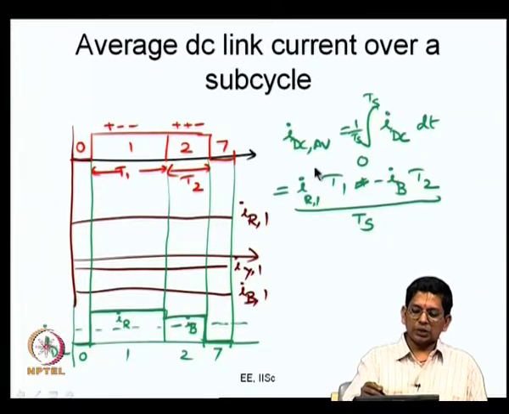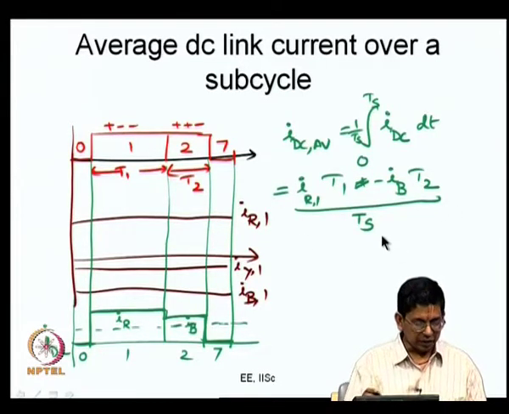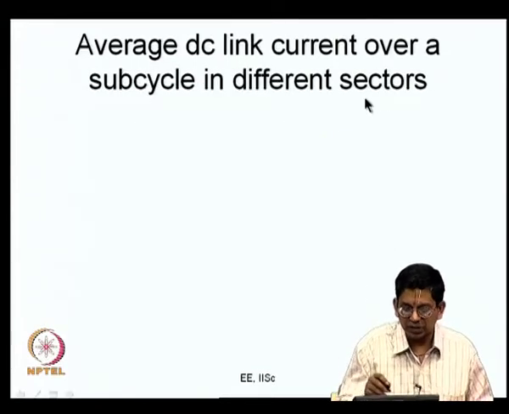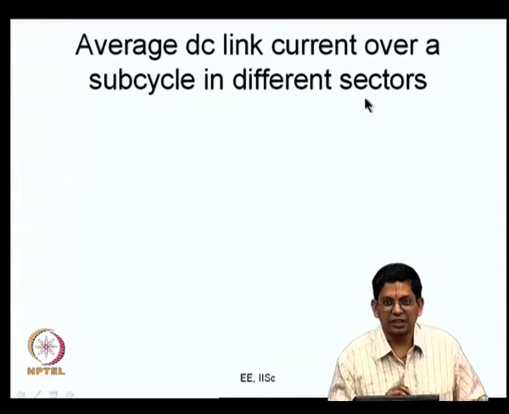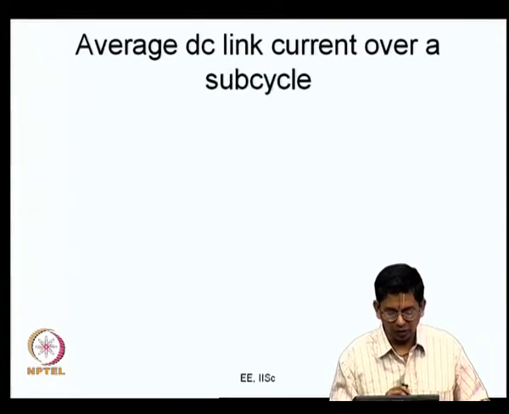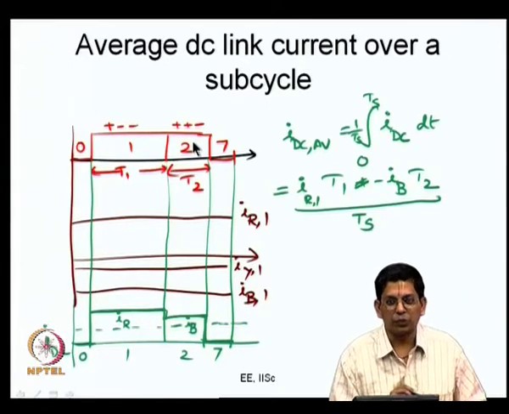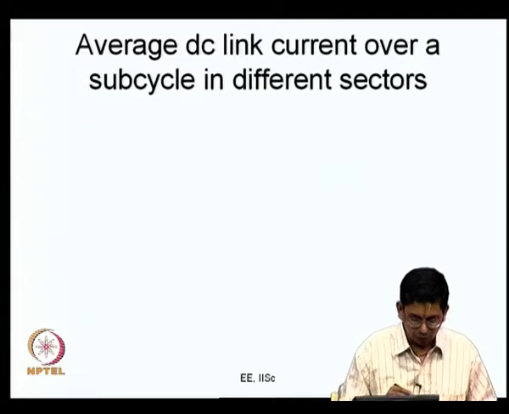So, what you will see is that it actually repeats over every sector, as we will see a little later. So, let us say we are looking at the average DC link current over a subcycle in different sectors. The earlier one we looked at was sector 1, where you use active state 1 and active state 2. Now, let us say you do it differently, in sector 2. So, let us say we want to do it in sector 2.